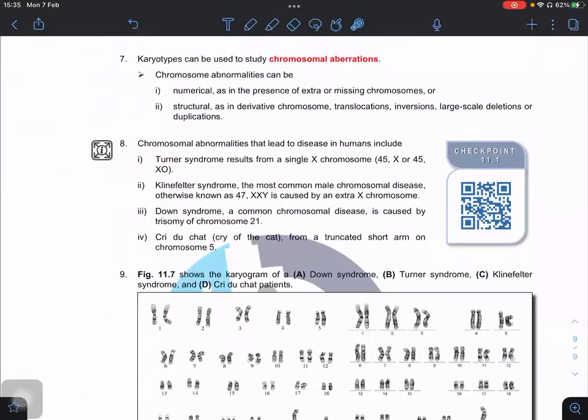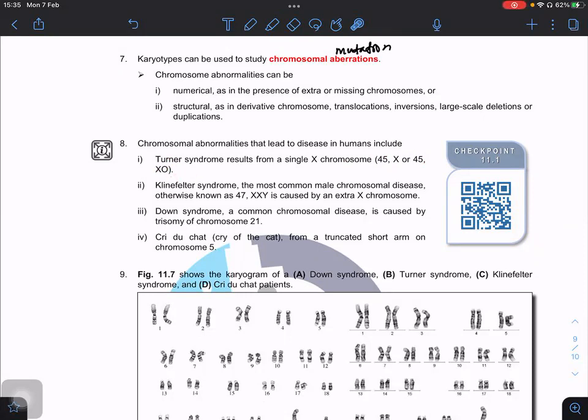So karyotype can be used to study chromosomal aberrations. What that means is mutation, chromosomal mutation. Okay, so we can use karyotyping to help us study chromosomal mutation. We can check in terms of number or in terms of structure. For example, we do have Turner syndrome, a single X chromosome, so total chromosomes 45. X chromosome only, so 45 XO. So Turner syndrome.